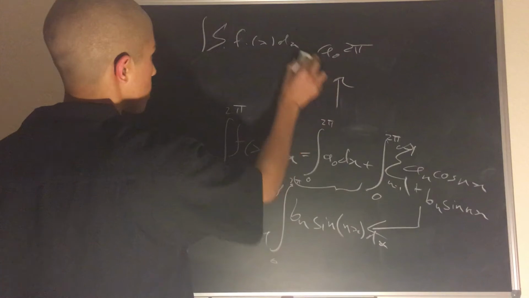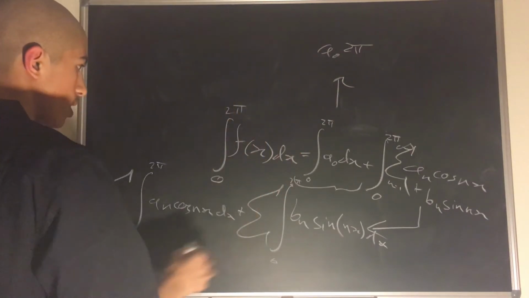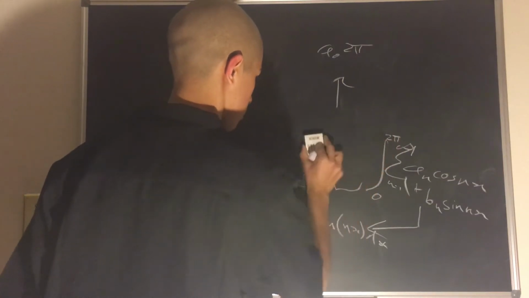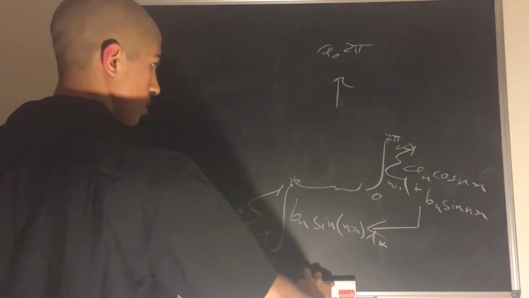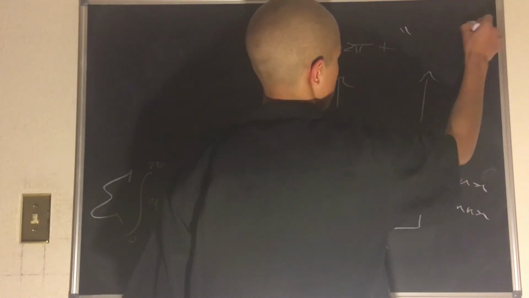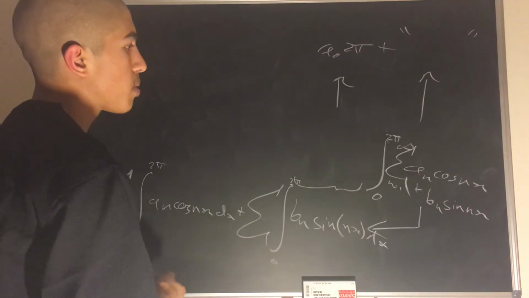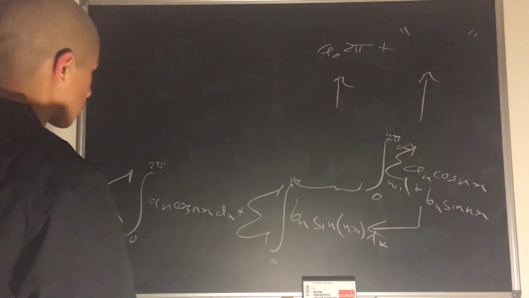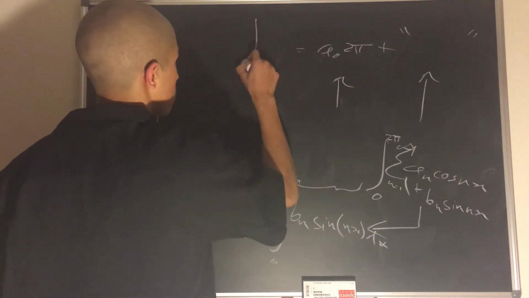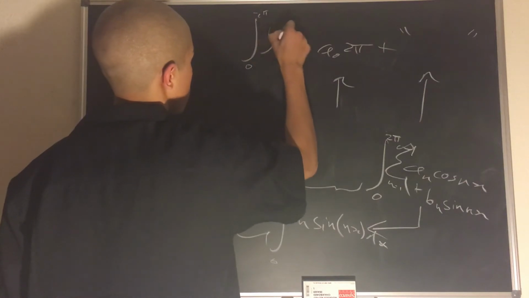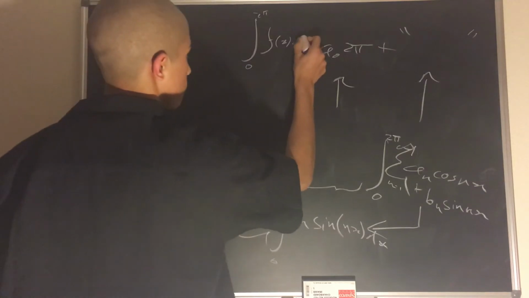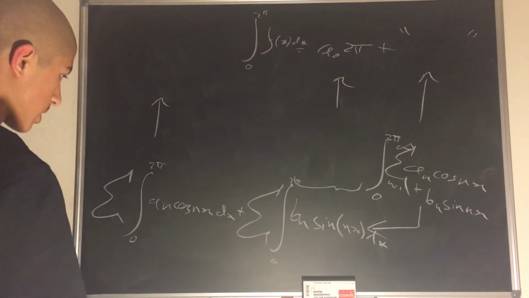So then we can proceed to evaluate each of these. So remember, we're taking this plus, so it's a0 2 pi plus this integral, which we're going to work out here. And that is equal to the integral from 0 to 2 pi of f of x dx. So now we discuss this integral.